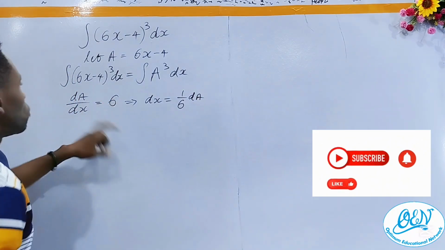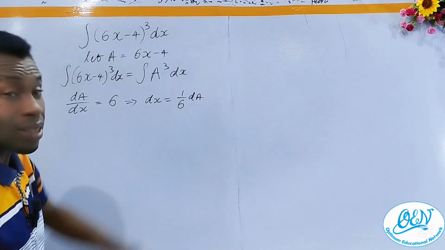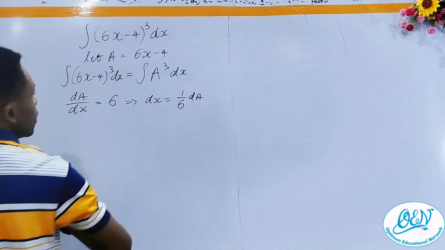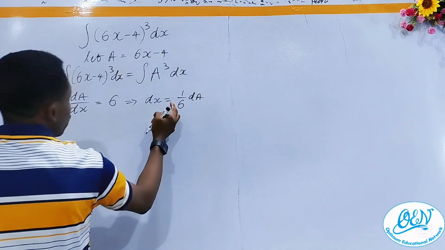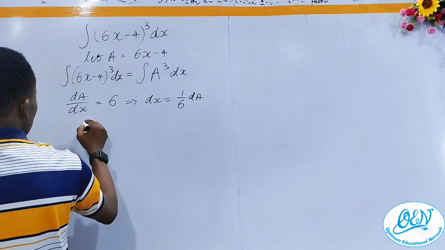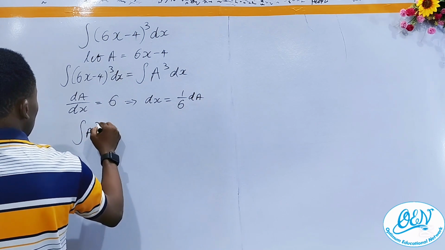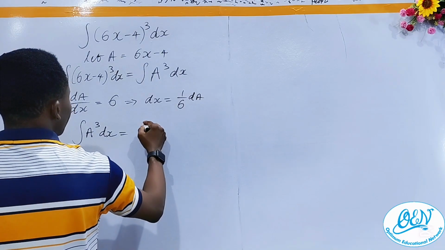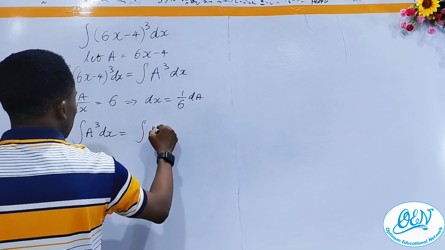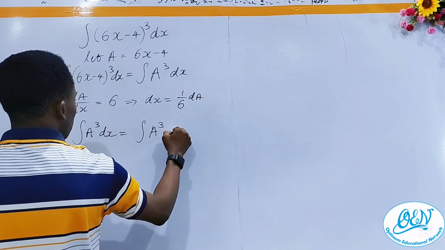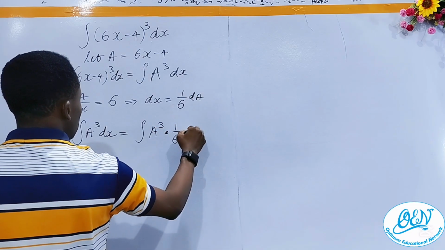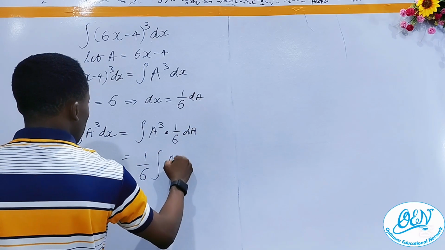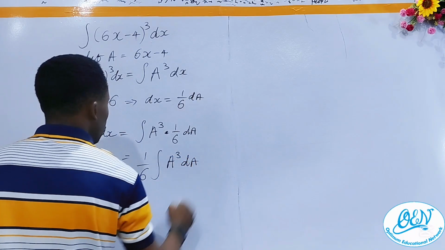That's the same thing now. Cross multiplication will have this. So if we do that, we can put this here as the value of dx. So this integral now becomes the integral of a raised to the power 3 times 1 over 6 dA, and this is the same thing as 1 over 6 integral a raised to the power 3 dA.